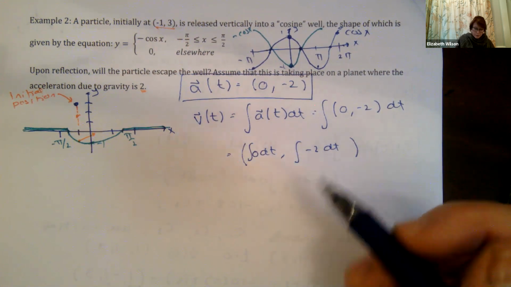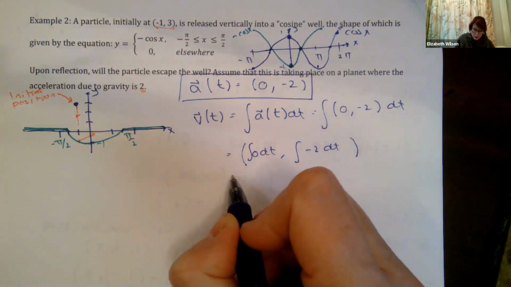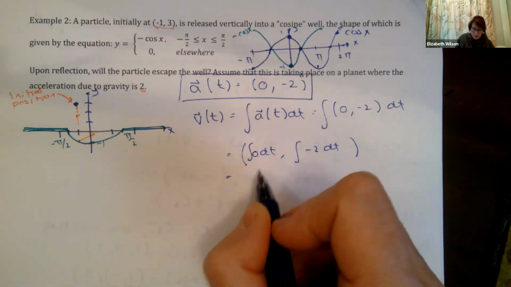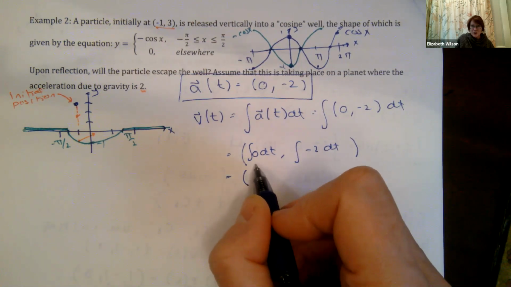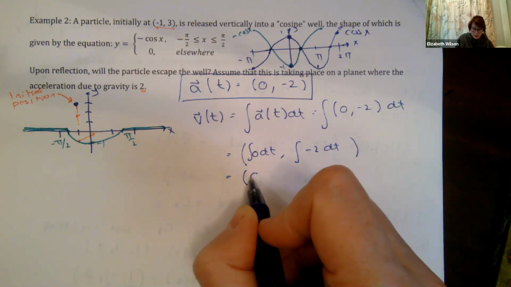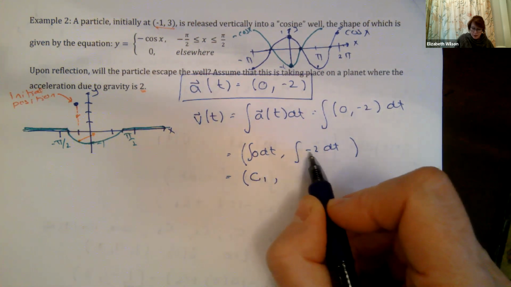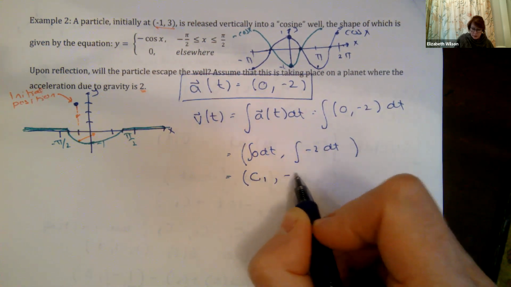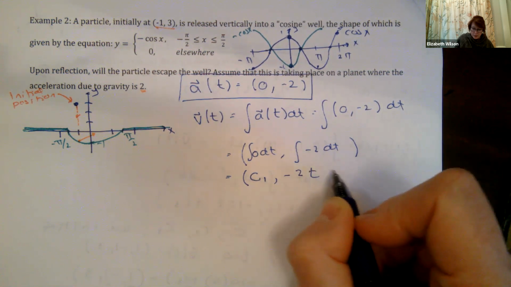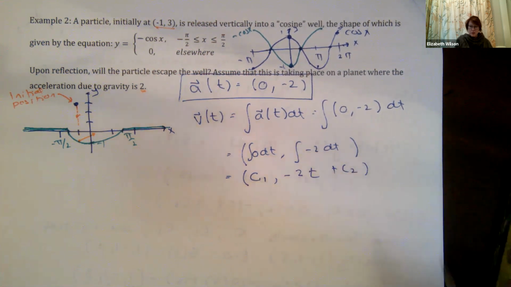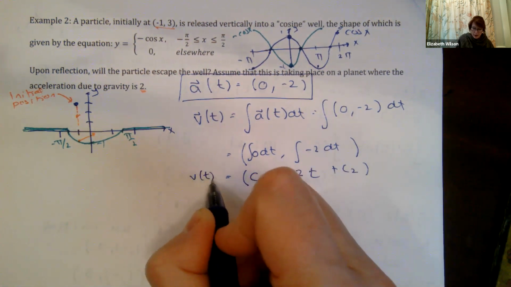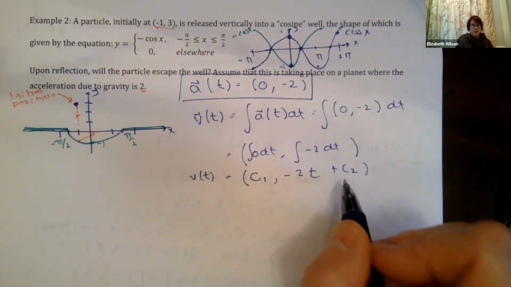So now, when I integrate 0, remember, I'm going to get 0 plus a constant term. I'm going to call it C1. And when I integrate the constant term minus 2, I get minus 2t plus another constant, C2. Okay, so this is my v of t. Now I need to solve for C1 and C2.